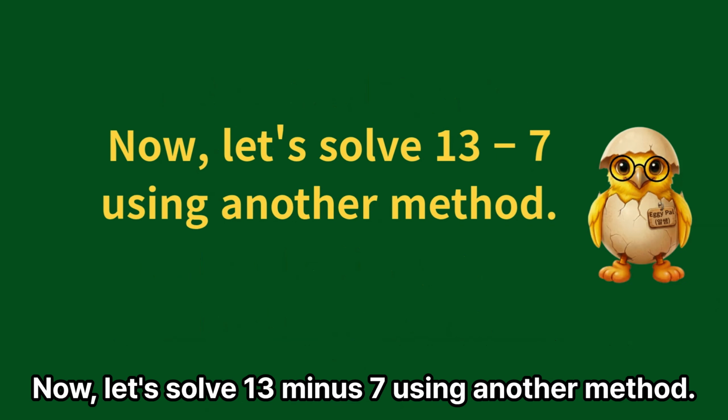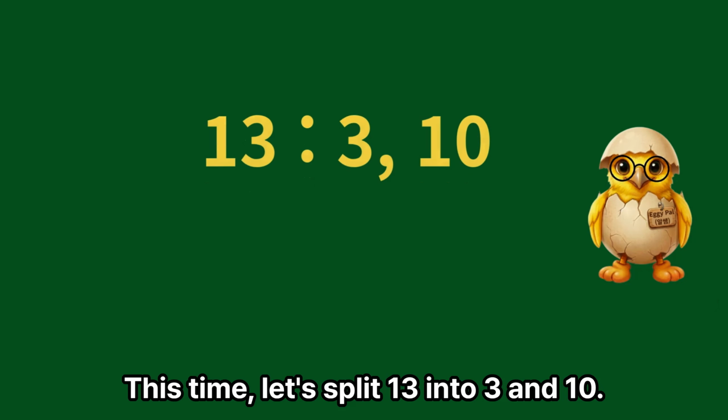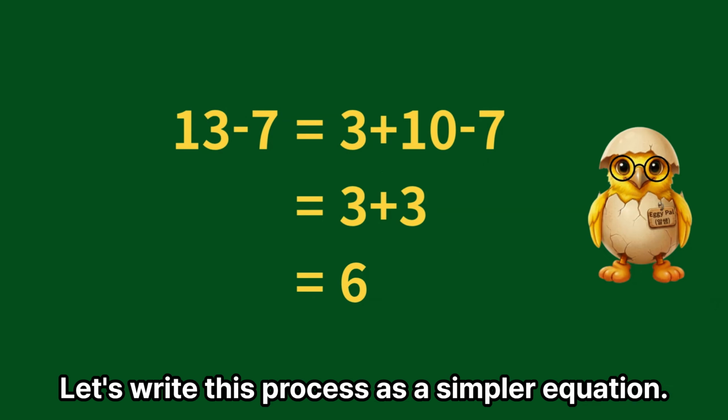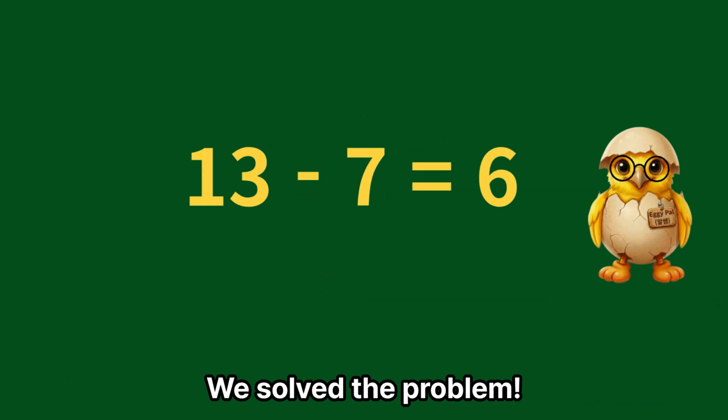Now let's solve 13 minus 7 using another method. This time, let's split 13 into 3 and 10. Then subtract 7. Let's write this process as a simpler equation. We solved the problem!